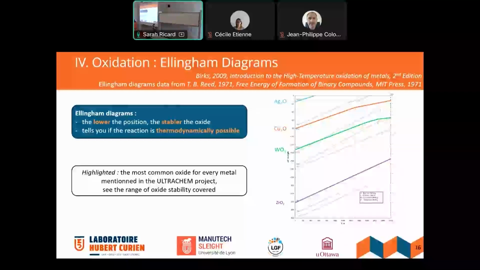What I just want to highlight is the range of oxide stability that's already been done or that's planned for the ultrafast project. We used zirconium oxide and copper oxide, and tungsten and silver for later. That's been decided. It's the next one we're going to do.